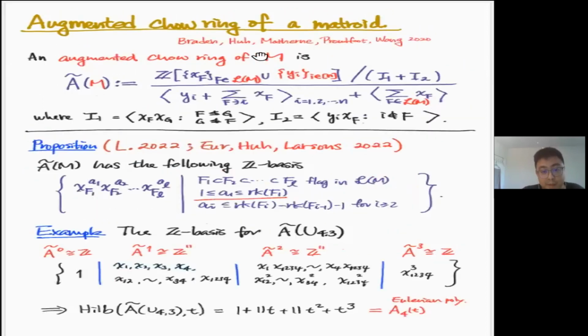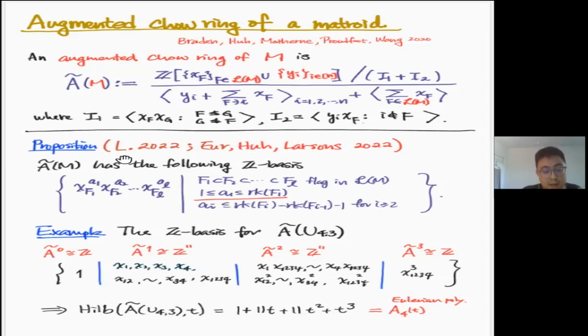Brändén, He, Mason, Proudfoot, and Wang in 2020 considered an extension of the Chow ring, which is called the augmented Chow ring of a matroid. It is defined as the following. We denote it as A tilde M. You can see, besides the variables coming from the lattice of flats, x_F, we have extra variables y_i. So the augmented Chow ring contains information both from the lattice of flats of your matroid and also from the independence complex of your matroid. The definition looks complicated, but we just need to know that.